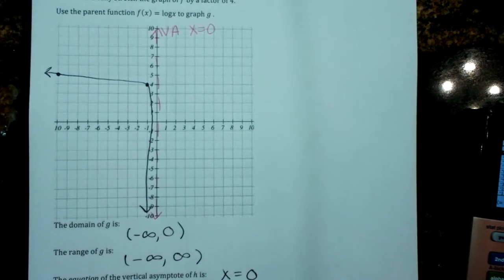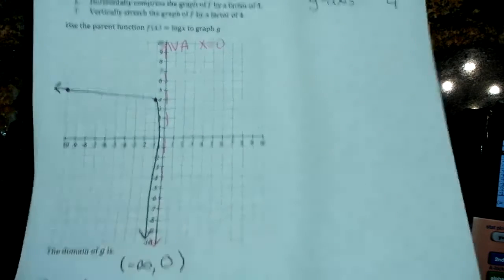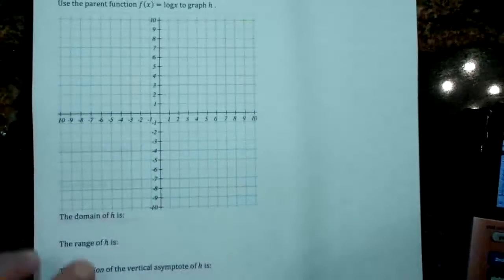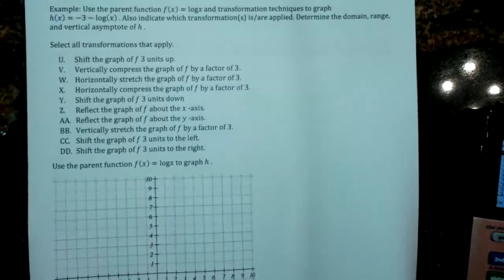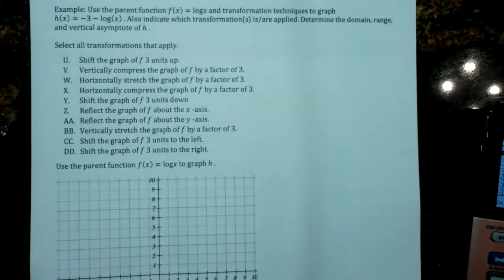That's it for page 17. Page 18, use the function f of x equals log of x again, and transformation techniques to graph h of x equals -3 minus log of x. Also indicate which transformations are applied, determine the domain, range, and vertical asymptote of h.